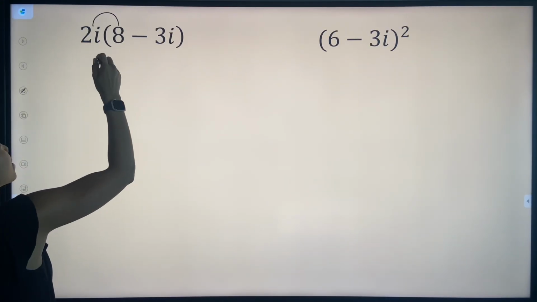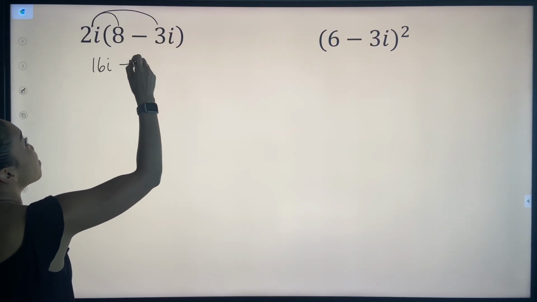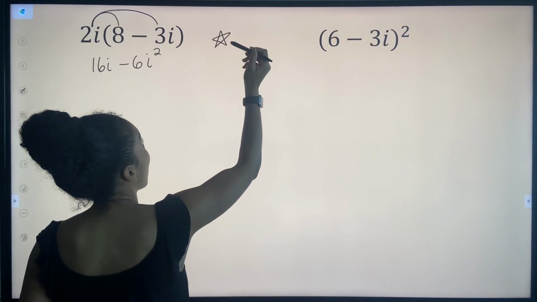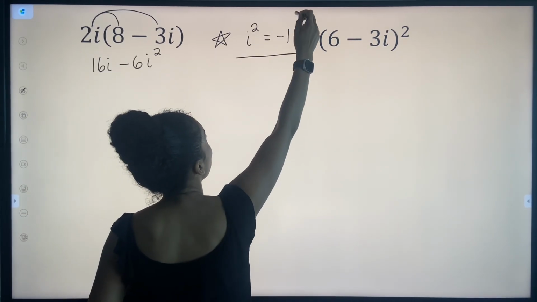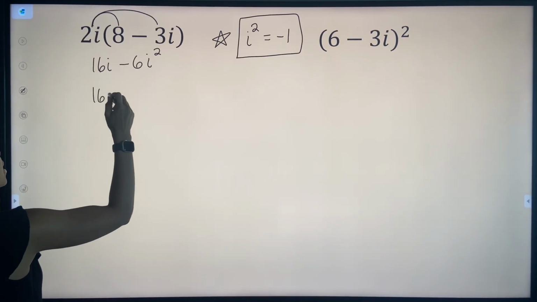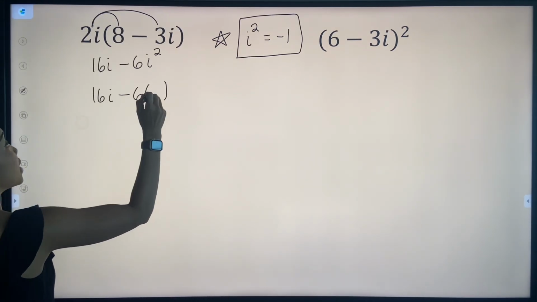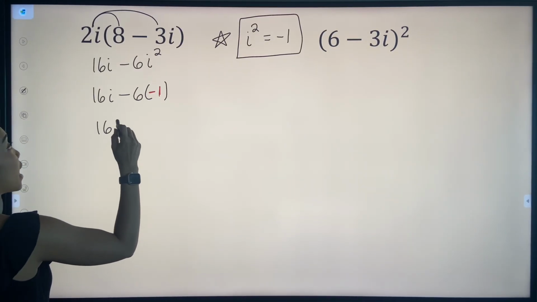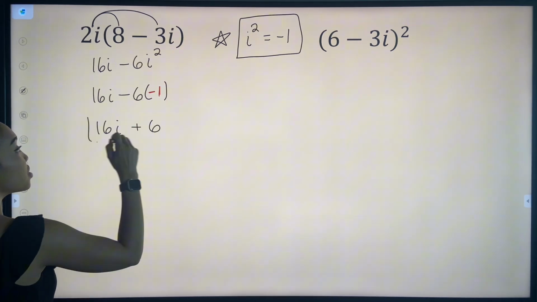2i times 8 is 16i. 2i times a negative 3i will be negative 6i squared. Now let me remind you of an important fact: i squared is equal to negative 1. This is what you have to have memorized. So I have 16i minus 6, and remember, i squared is equal to negative 1. So I have 16i, a negative 6 and a negative 1, this becomes a positive 6. So this is your answer.